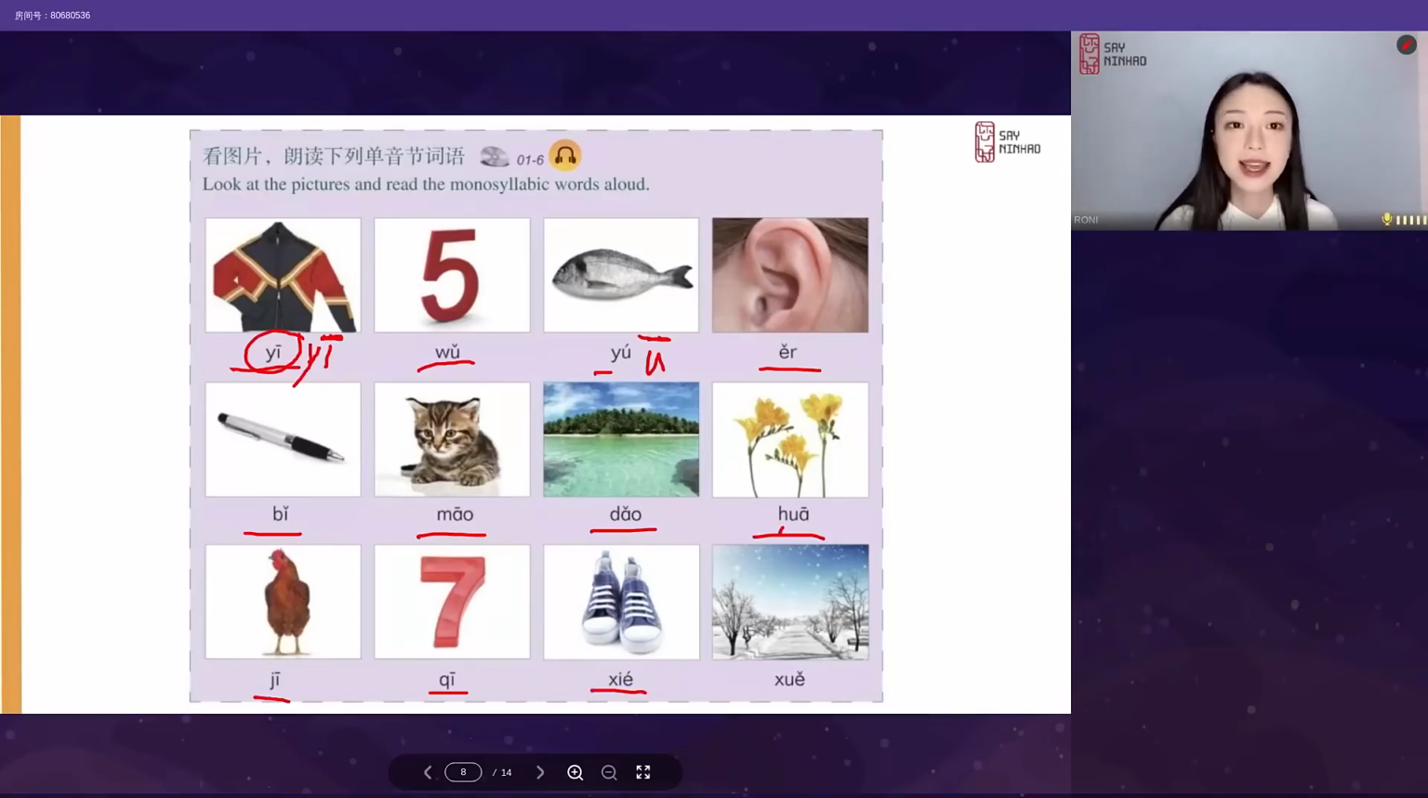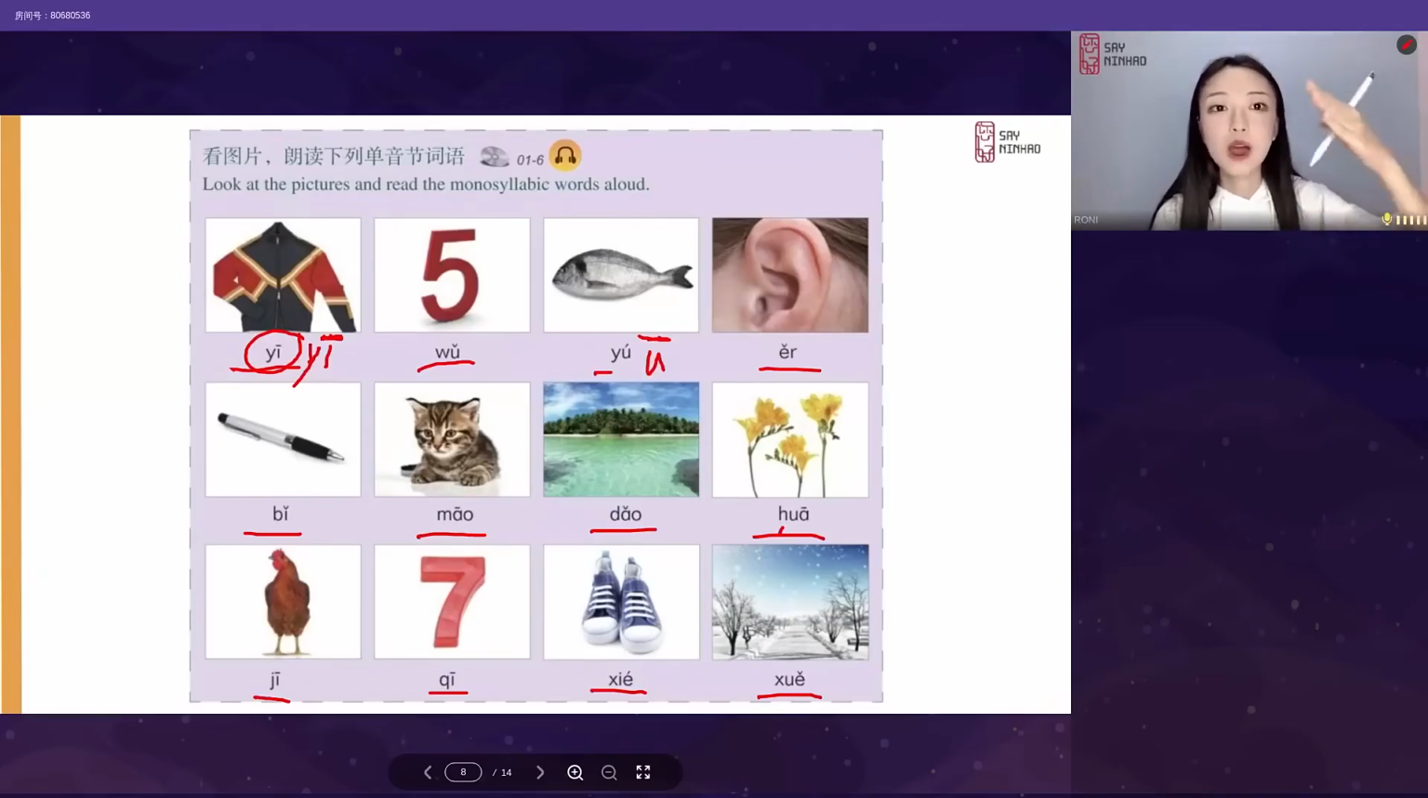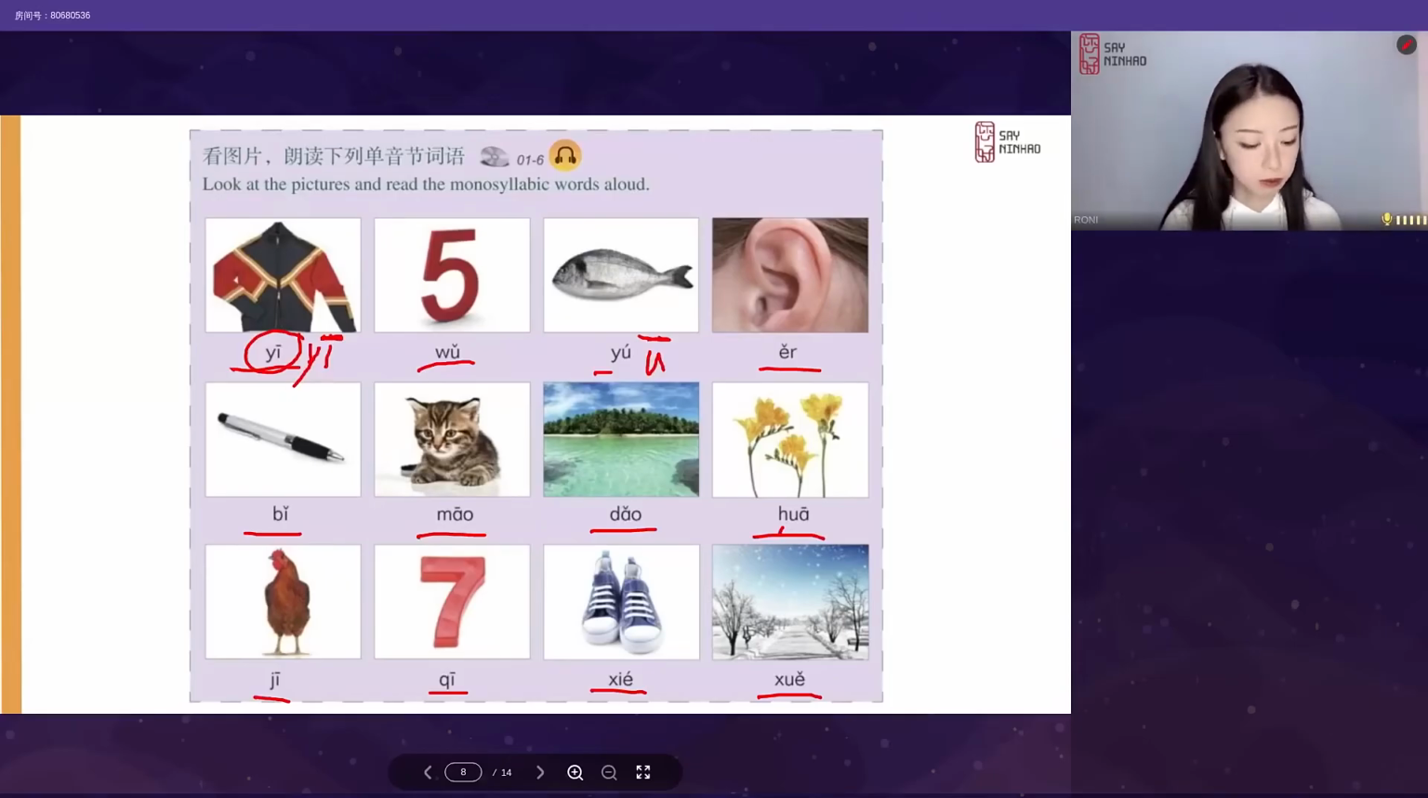Next one is xie. Xie means shoes. And the initial is x and the final is ie and the tone is second tone. So xie. Last one is xue. Read after me, please. Xue. The initial is x again and the final is ue and the tone is third tone. So it is xue. It means snow.